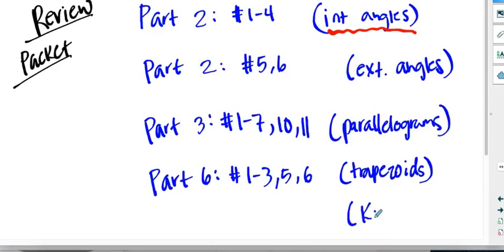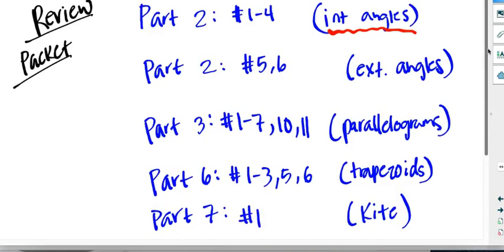Okay, we have kite left. I'm just going to throw this up here so in case we run out of time. Make sure for part 7 on the kite that you do number 1. And I'm going to squeeze up here because I didn't mention geometric terms. Miss Flynn. Yeah. So we have to do those and then turn it in. That's correct. Okay. So these are the ones that you for sure need to do.